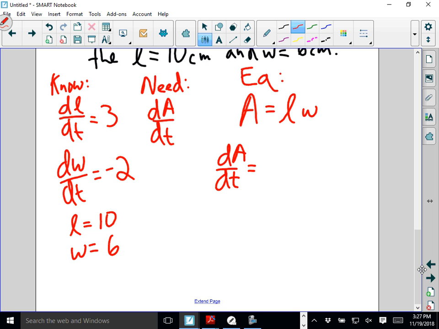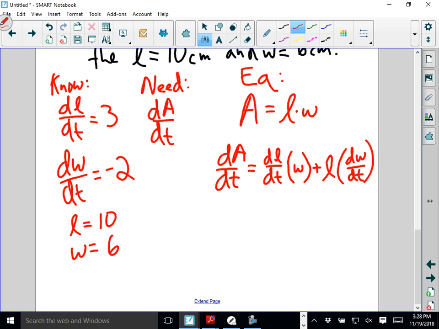But when I do length times width here, I need to make sure that I'm doing the product rule. The product rule says I do the derivative of the first times the second. The derivative of the first would be dL/dt times the second, W, plus the first, length, times the derivative of the second, which would be dW/dt. If you don't do a product rule here, you can't get this problem right.